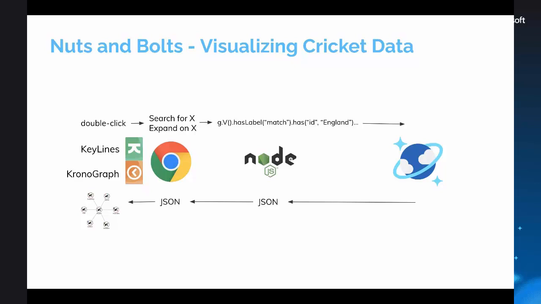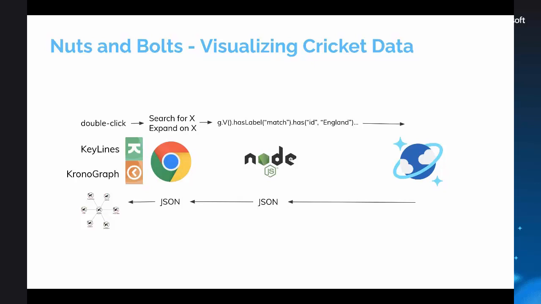So they say, well, when the user double-clicks on this, they want to search for that node back in my database, or they want to expand on it, find me the other things that are connected to this item, and so on. Now, that passes it back to Node.js running on the server side to turn into an actual query. In this case, say, the Gremlin query that it's going to hand off to CosmosDB.